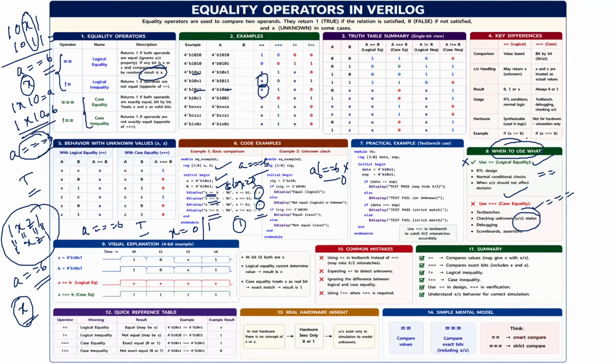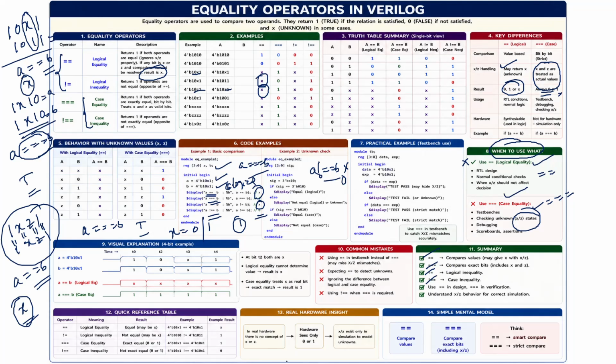We use logical equality because whenever you give unknown values, I need to get the unknown value only, and not consider it as either 0 or 1. In case equality, if you give an unknown value or high impedance value, you will get either 0 or 1, depending upon whether the equality condition is satisfied. So this is the summary: equality and case equality, not equal and case not equal. These are the operators used in equality operators.